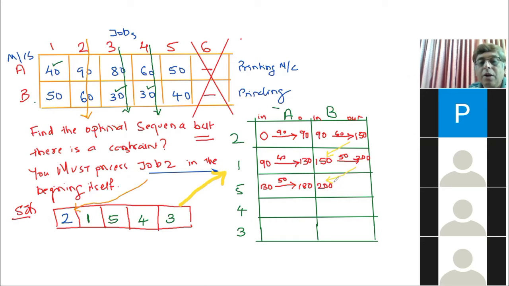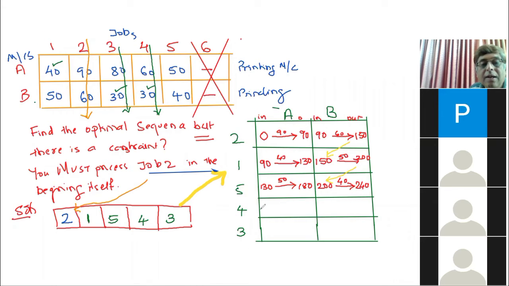Job 5 enters machine B at the 200th hour. How much time does it require? Job 5 on machine B requires 40. So I will add 40 here. It will come out of machine B at 240.